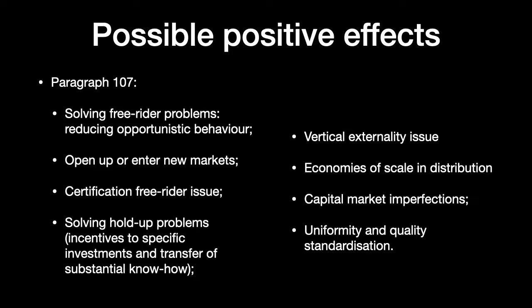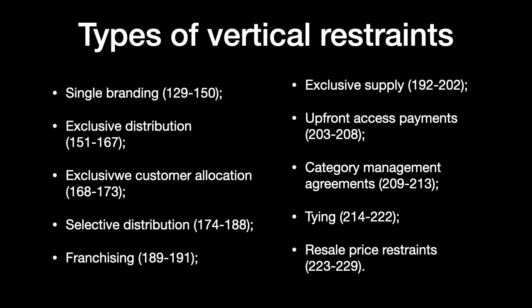Economies of scale in distribution might be another benefit from vertical restraints. Vertical restraints may be required in order to overcome capital market imperfections. And finally, they may be useful in ensuring uniformity and quality standardization.